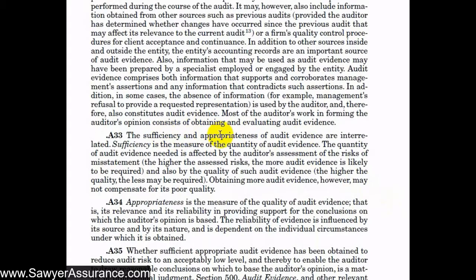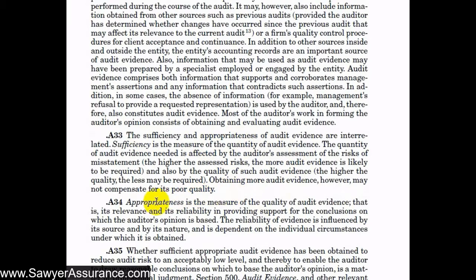So what does this mean? The sufficiency is a measure of quantity, and appropriateness is a measure of quality of the evidence. And so these two terms operate inversely to each other. So we might say if the audit evidence that we have is very highly appropriate, has very high quality, then we might not need as much of it. We might not need as much quantity.